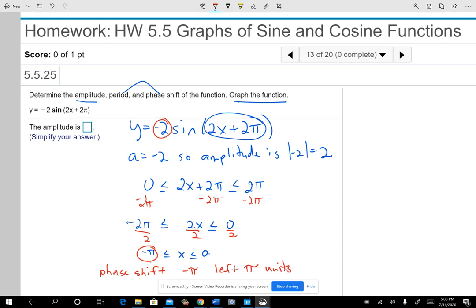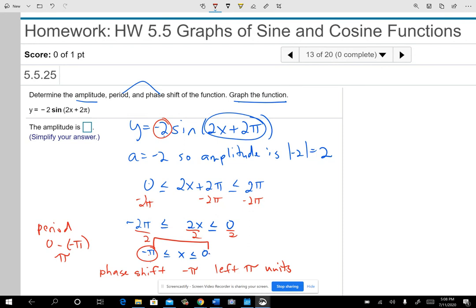Now the period is hidden just a little bit, up in here. The period is how long it takes to complete one full cycle, so you can look at the difference. The period is the difference between 0 and -π. Do you see how that's π units? Just remember that the period was π, the amplitude was 2, and the phase shift was -π, so it moved to the left π.